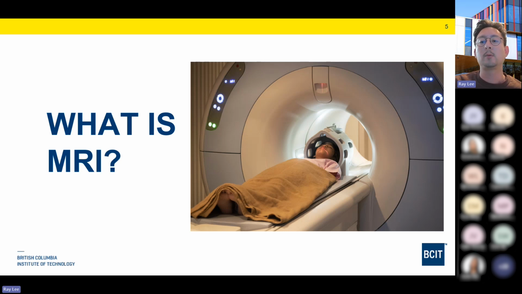We're also one of the professions under the MRT, or medical radiation technologist, community. But the big difference between the MRI machine and the other MRT imaging modalities is that the technology does not use ionizing radiation to obtain imaging.